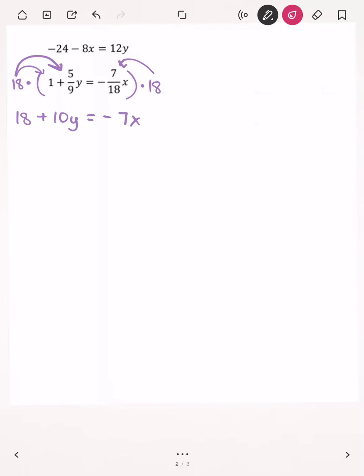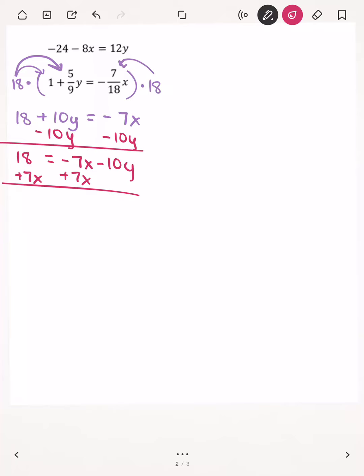I'm going to start by moving my y term. So I'm going to subtract 10y from both sides. When I do that, I get 18 equals a negative 7x minus 10y. I am now going to move my x term to the other side, so plus 7x on both sides. It has the constant listed first, so I'm going to keep that. So I have 18 plus 7x equals a negative 10y. Now I'm going to rewrite the first equation underneath this, just so I can see them lined up.